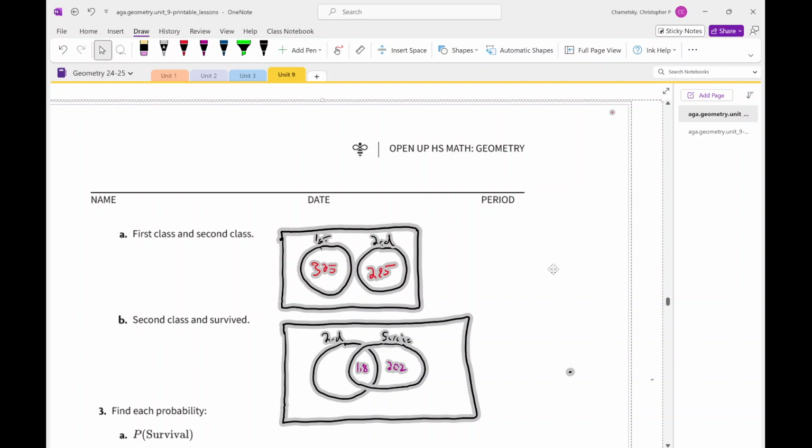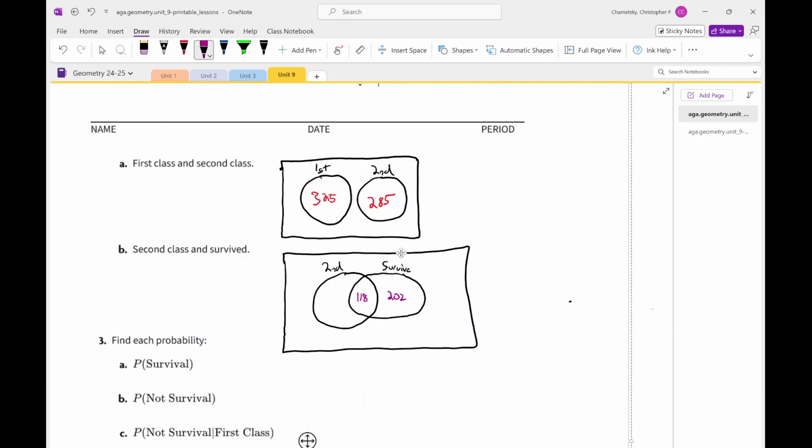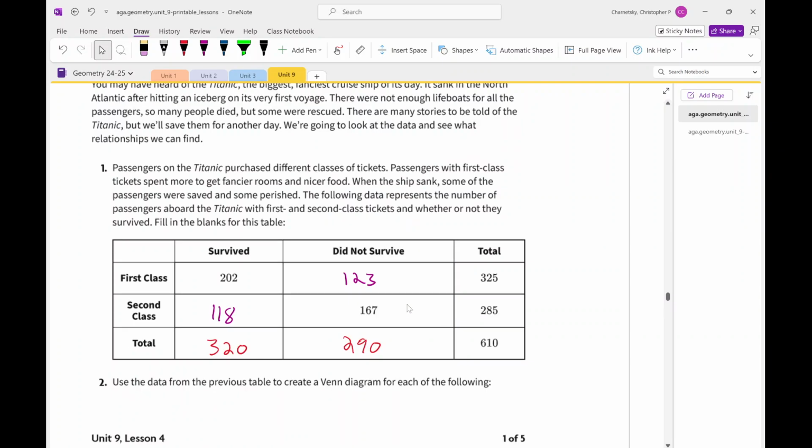And if we're in second class, not in the survive, well, that's second and did not survive. That's 167. And if we're outside of both, then we're in first class and we did not survive. That's the 123. Okay.